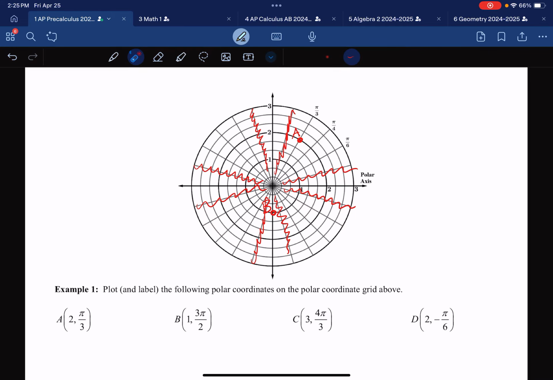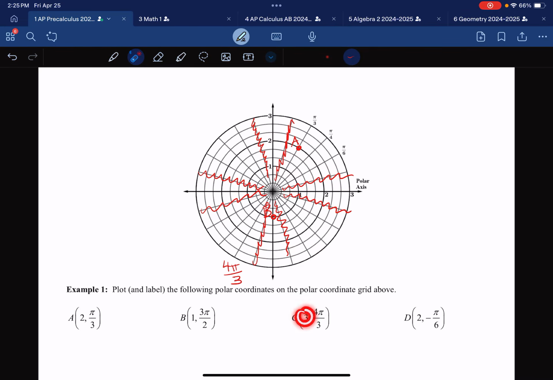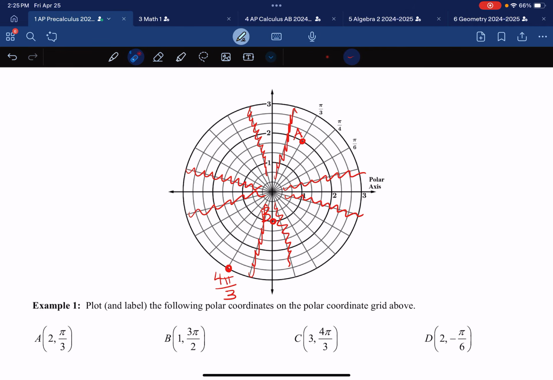So 4 pi over 3. It might have lived right there, but I know that that line is crossed off. So this must be 4 pi over 3, and indeed it is. So this is 4 pi over 3, and I'm going to go out a distance of 3 on that line. So therefore I'm at this point right there because that distance, if I come back here, is indeed 3. And let's label that C.